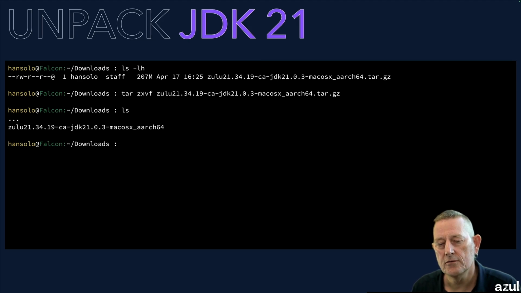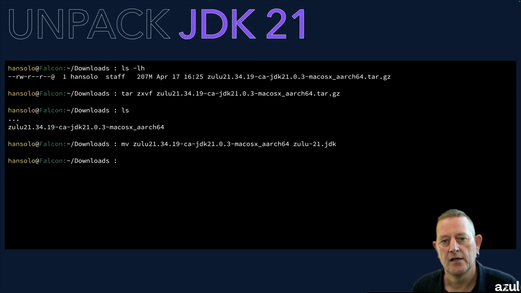And now what we do is we rename this folder to a new name, and we give it the name Zulu-21.jdk. So this is now the new name of the folder. And there's a reason why I do that, and I will explain that in a minute. Once we did that, so we download it, we untar, we rename the folder to the new one, and then we see now the new folder is Zulu-21.jdk. So this is where I save my JDK 21.